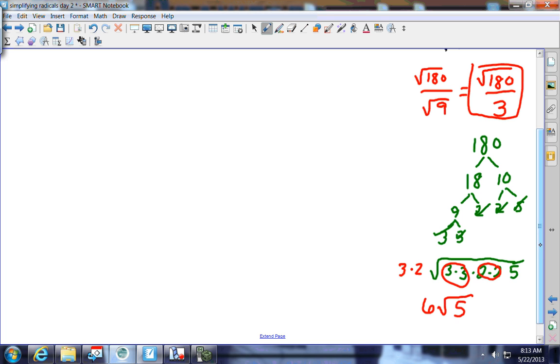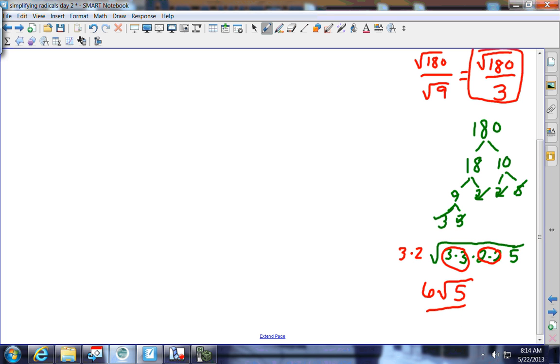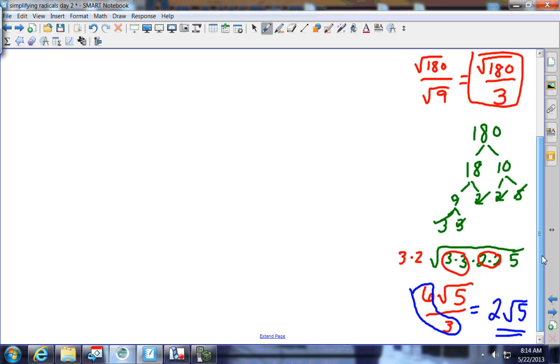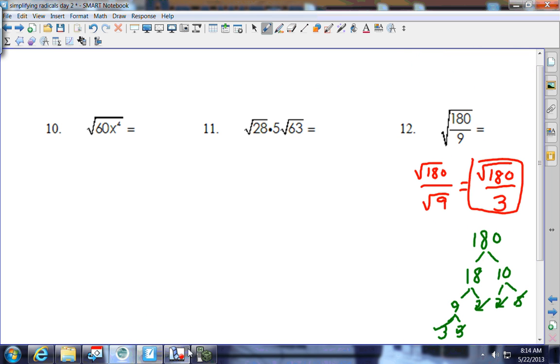What goes on the denominator? A 3, right? We still have this 3 right there. See, 6 square root of 5 is what the square root of 180 equals. Well, now, what is 6 divided by 3? It is 2. 2 square root of 5 is what that simplifies to. Okay? Let's go back up here. We have the next ones to do.